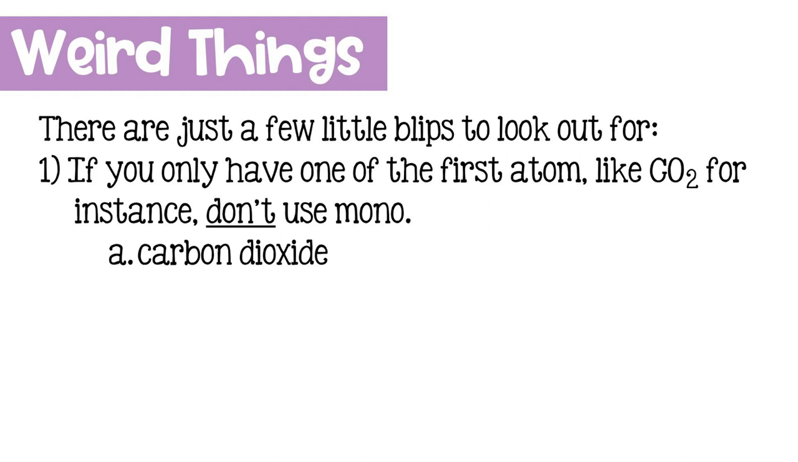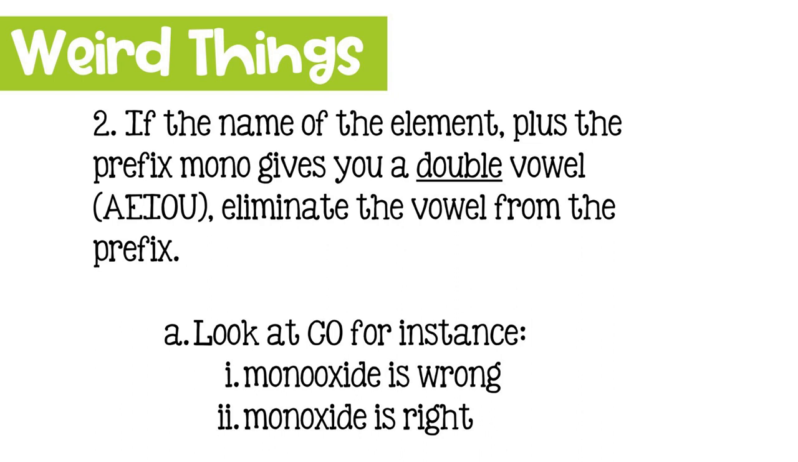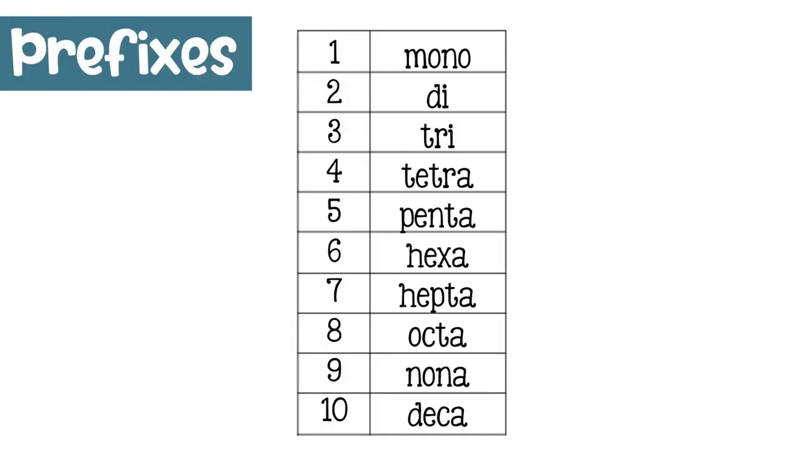For instance, if you only have one of the first atom, like CO2 for example, don't use mono, which is the prefix for one. This is called carbon dioxide, di meaning two. Also, if the name of the element with the prefix mono gives you a double vowel, A-E-I-O-U, you get rid of the vowel from the prefix. So let's look at CO, for example. Mono-oxide is not correct. It's monoxide. So CO is called carbon monoxide.